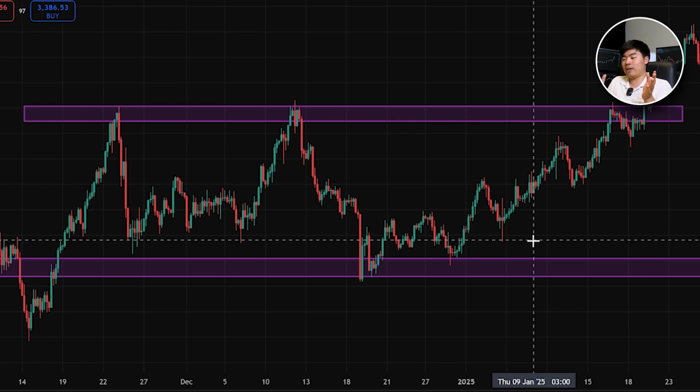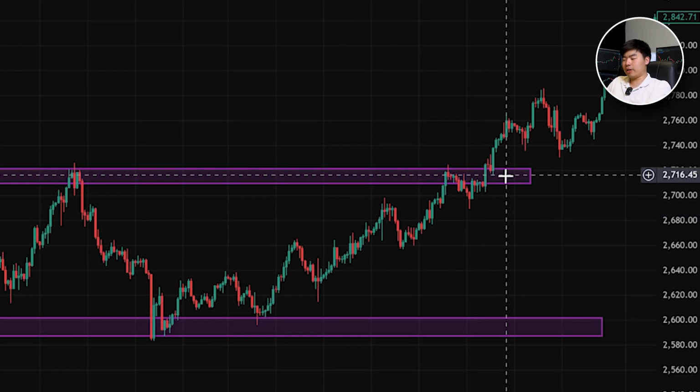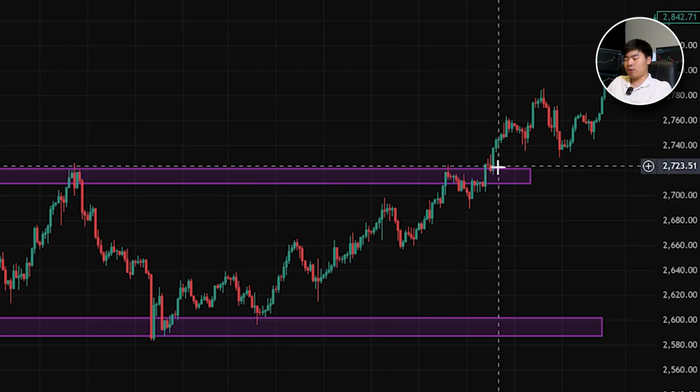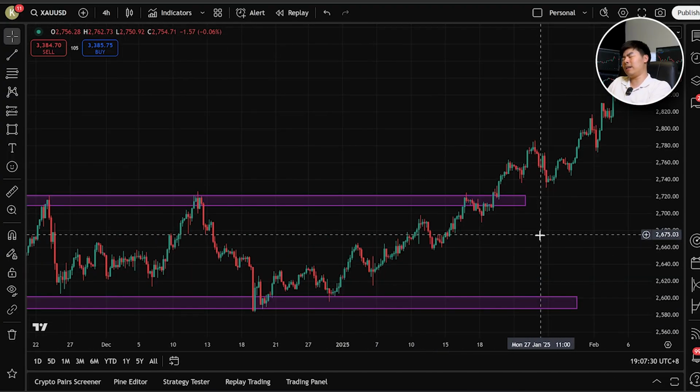That's fairly straightforward. But when a support or resistance level is broken, see here, the resistance level is broken, it's better for you to buy. And for support, when the support level is broken, it's time to sell. That's basically it. And how do you enter?